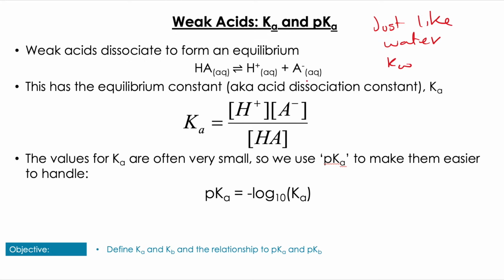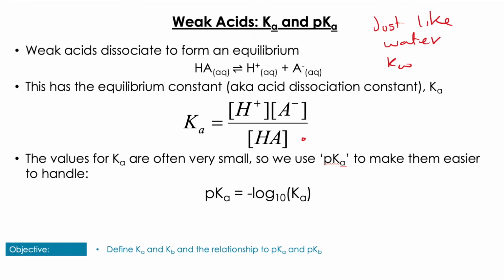Okay? That's going to be this Ka, which is going to be H plus times A minus over HA. So in this way, it's even more like unit 7 than the Kw value was, because we don't remove that HA from this equation. We're going to keep it in there because it's relevant for our calculations.